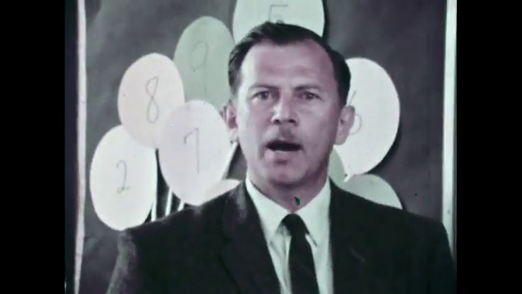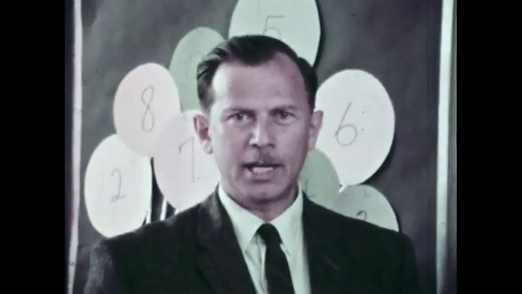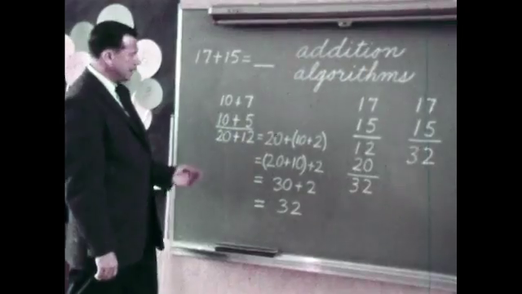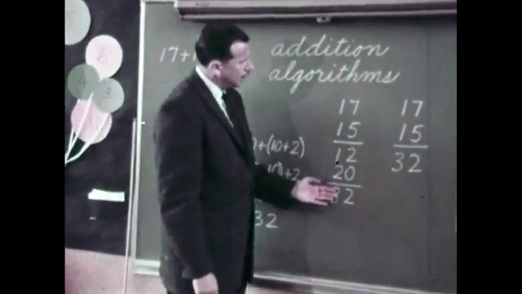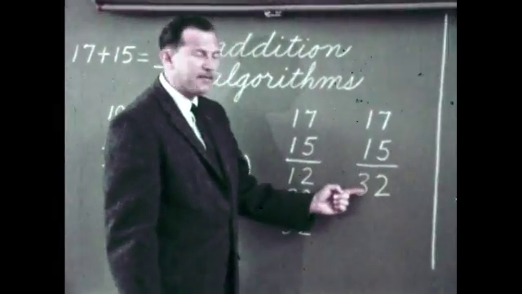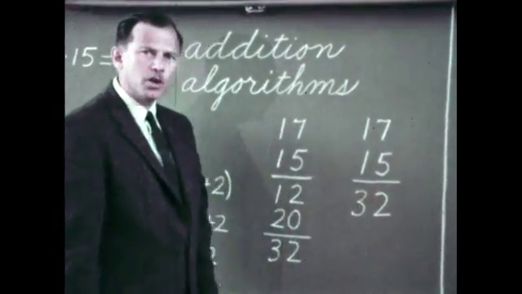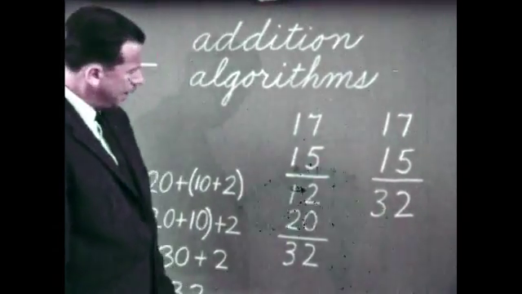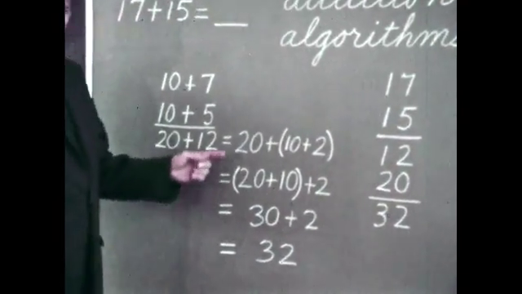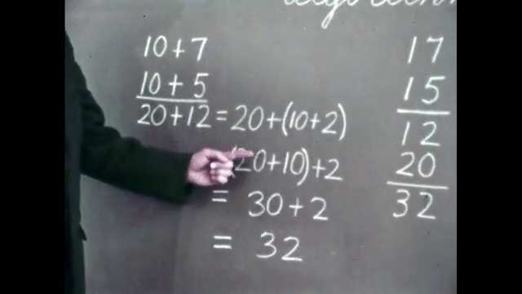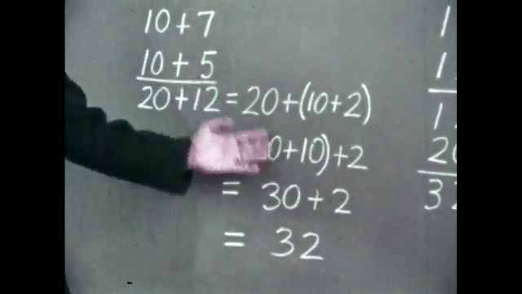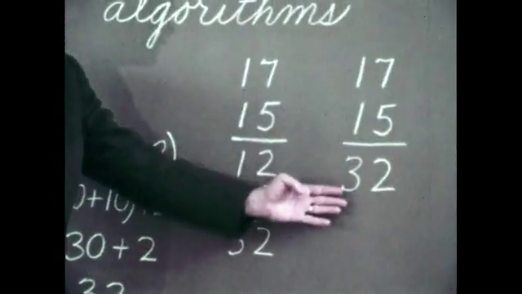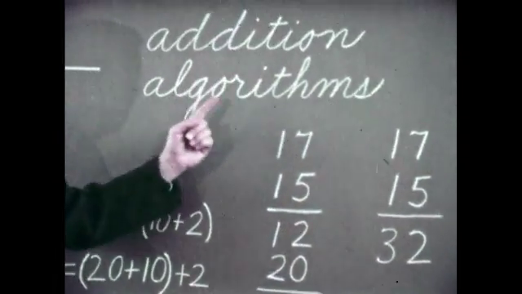Let's look at a few of the many ways of computing a sum. Each of these ways for finding the standard name for 17 plus 15 is called an algorithm. In arithmetic, an algorithm is a step-by-step procedure for renaming a number. These are different addition algorithms.